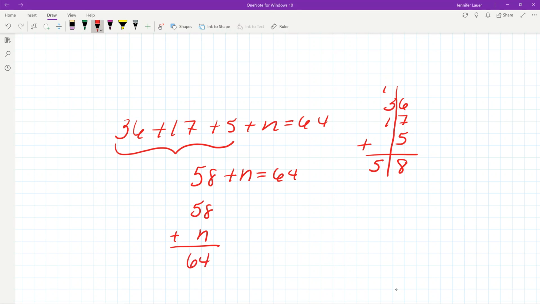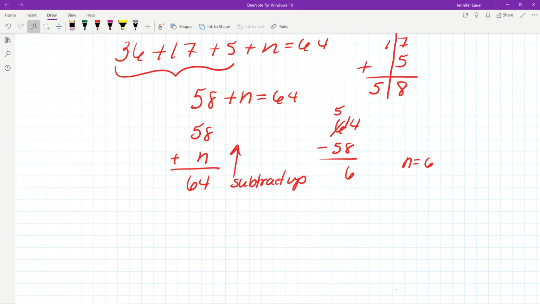Once again, do we want a number bigger than 64 or smaller? Of course we want something smaller because it needs to add up to be 64. So I'm going to subtract up. So this will be 64 minus 58. Here we have to borrow: 14 minus 8. I'm going to take 8 from 14. So 13, 12, 11, 10, 9, 8, 7, 6. And of course 5 minus 5 is 0. So n is equal to 6.